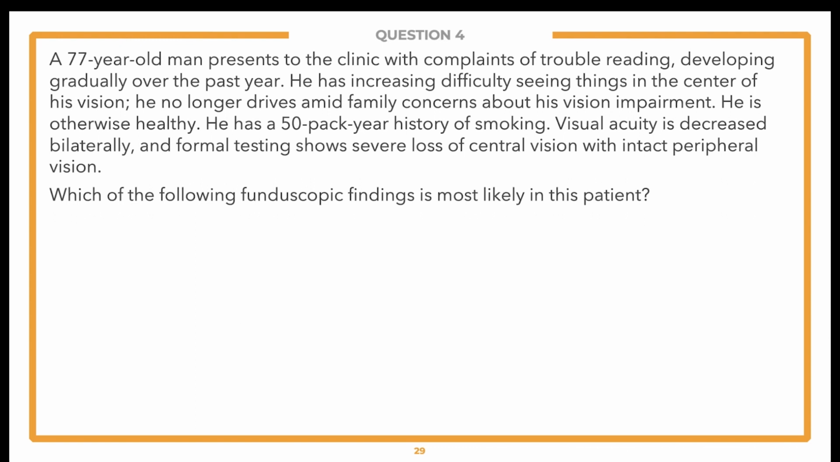A 77-year-old man presents to the clinic with complaints of trouble reading, developing gradually over the past year. He has increasing difficulty seeing things in the center of his vision. He no longer drives amid family concerns about his vision impairment. He is otherwise healthy. He has a 50-pack-year history of smoking. Visual acuity is decreased bilaterally. Informal testing shows severe loss of central vision with intact peripheral vision. So again, which of the following fundoscopic findings is most likely in this patient? One more time, once you go down to the question box, let us know if you think this is a 1-step, 2-step, 3-step question as I pass it off to Sean.